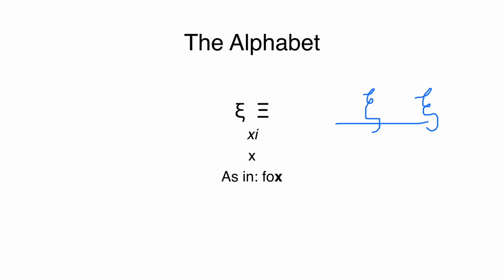Now the uppercase letter xi or xi consists of 3 vertical lines in parallel formation, with the middle line being a little shorter than the other 2. Like that. This sound is an X sound, as in the X in fox. X, X. So this is known as xi or xi.